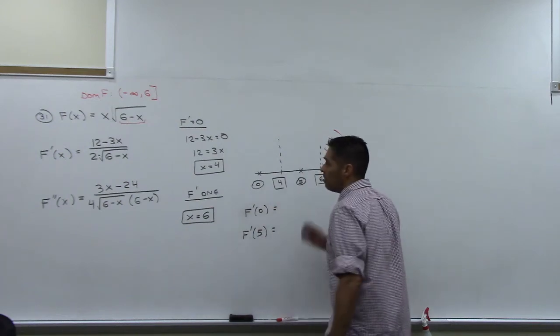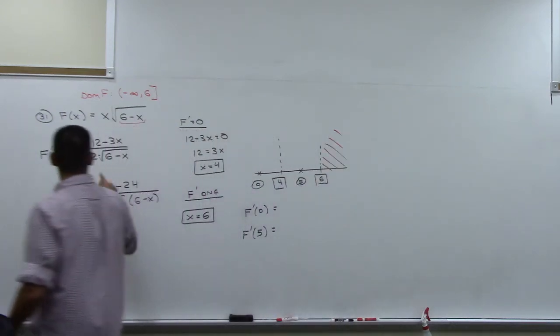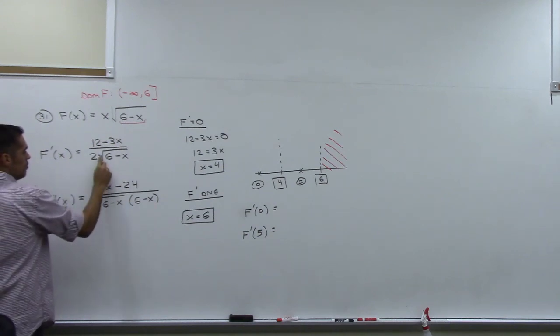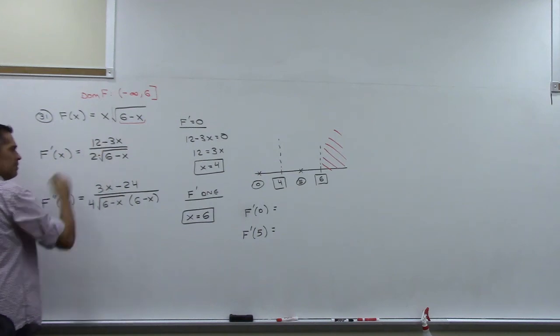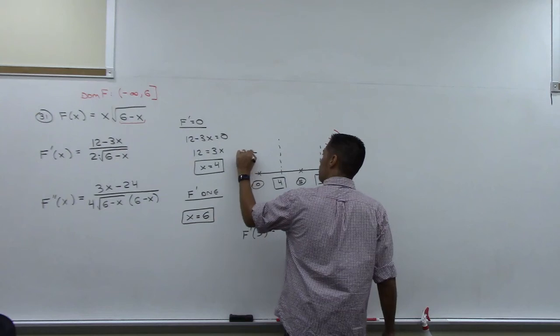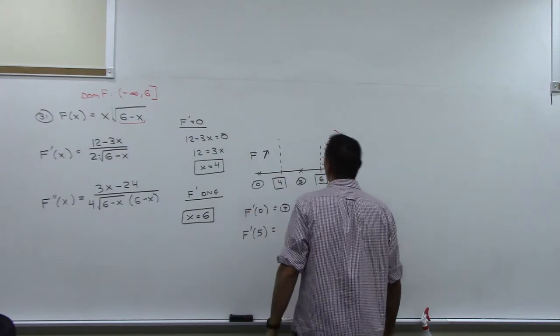So if I plug 0 into the first derivative, let's see what happens. Up top I get 12. On the bottom, root 6 is a positive number, times 2 is still positive. So I have positive over positive. That's a positive number. So my original function, capital F, is going up.